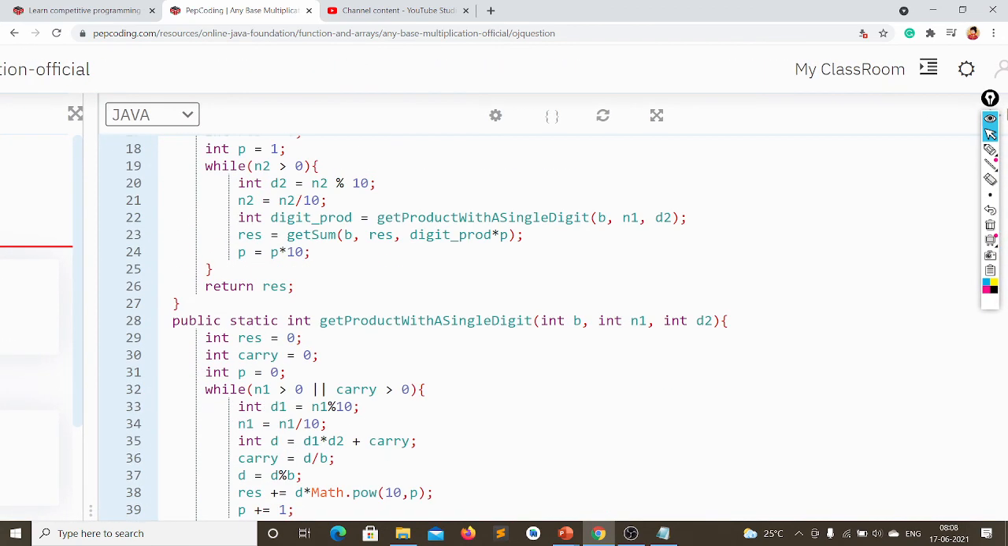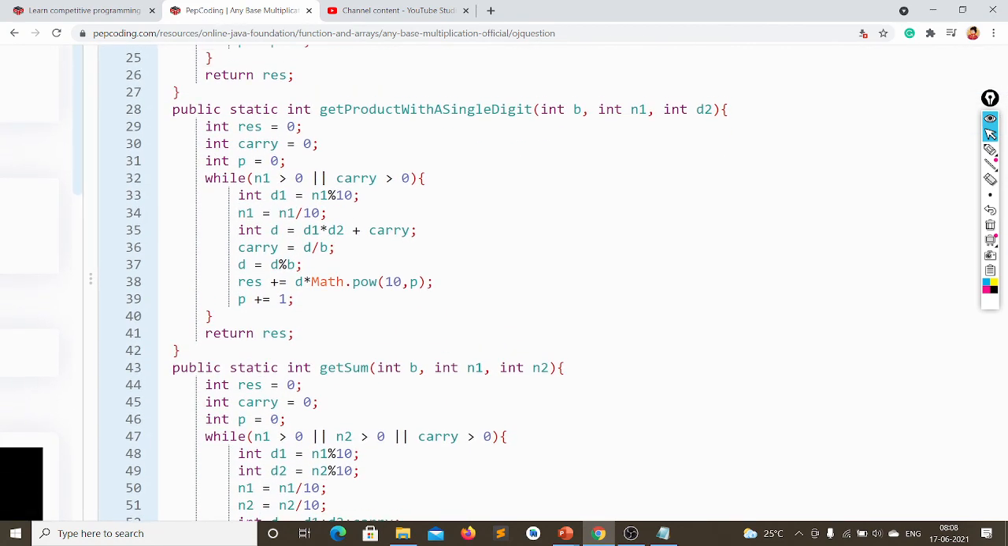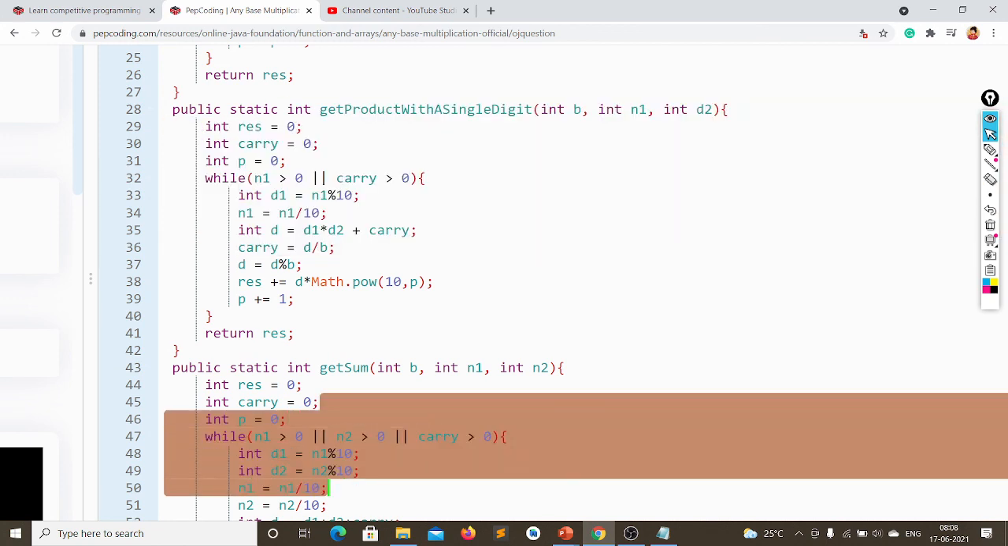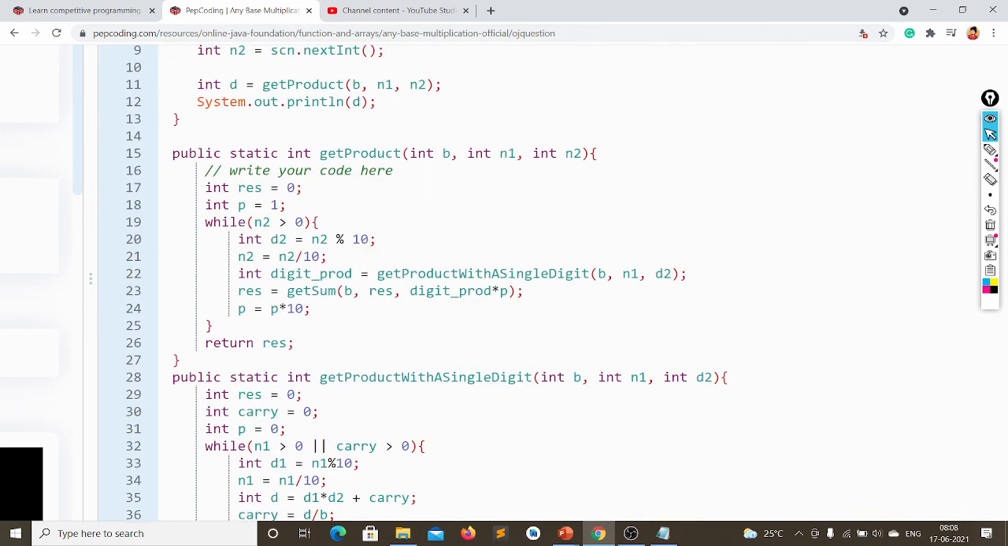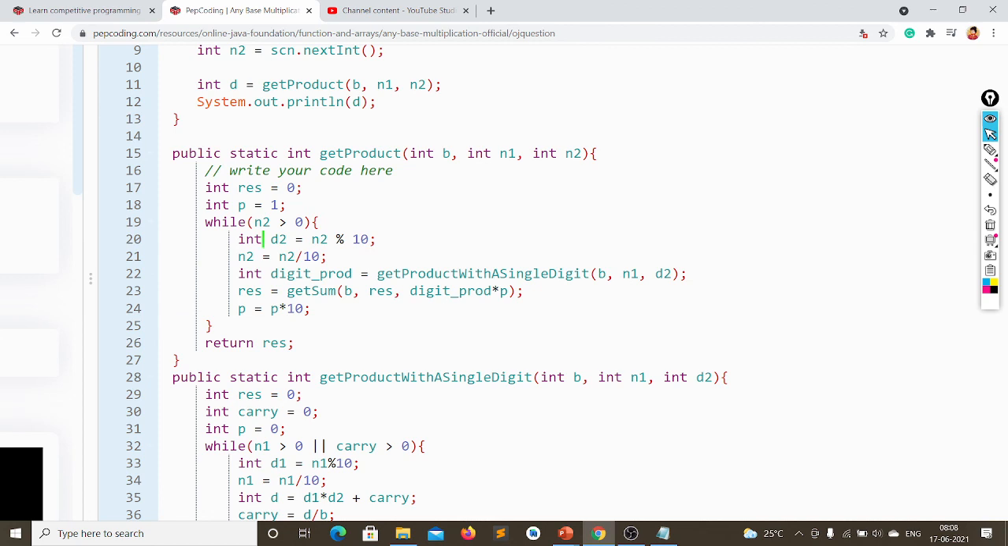I am giving you this as an assignment. So first try to watch the any base addition video, then you can also understand this get product with a single digit. This code is very similar to the any base addition code, I mean the get sum code, and you can easily understand this also. Okay, I request you people to watch that video.